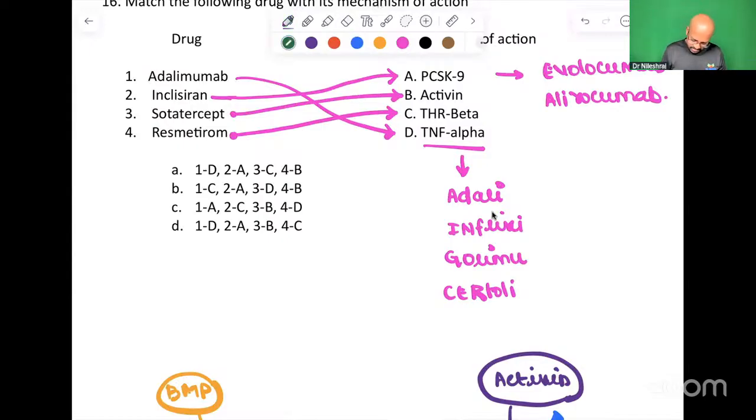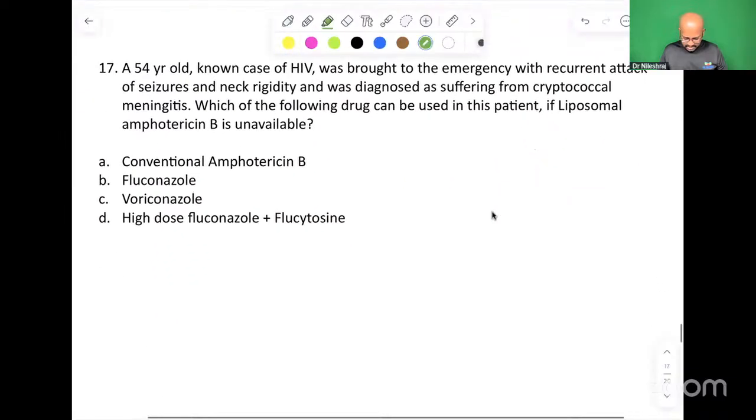So here what will be the answer, guys? 1D, okay, 1D, 2A, 3B. Option D is the answer for this question. Happy to see that lots of you have guessed it right. Good. We'll proceed on further.